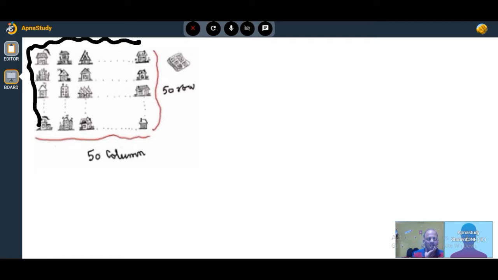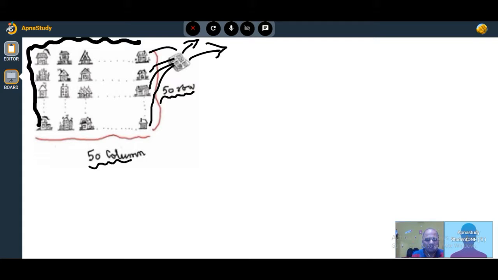Now there are some arrangements of houses, and the houses are arranged in such a form that there are an equal number of rows as well as columns. Assume that there are 50 rows as well as 50 columns. Now, a newspaper hawker wants to distribute newspapers at each and every house, but he doesn't know how many newspapers he should carry so that he can reach every house. So he wants to know how many newspapers are required. So let's try to help him with that.